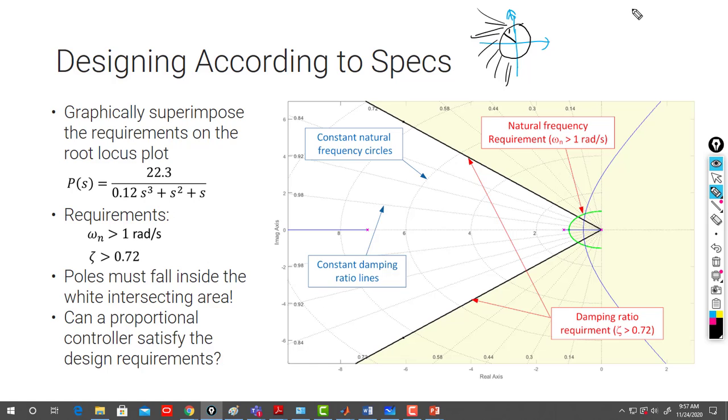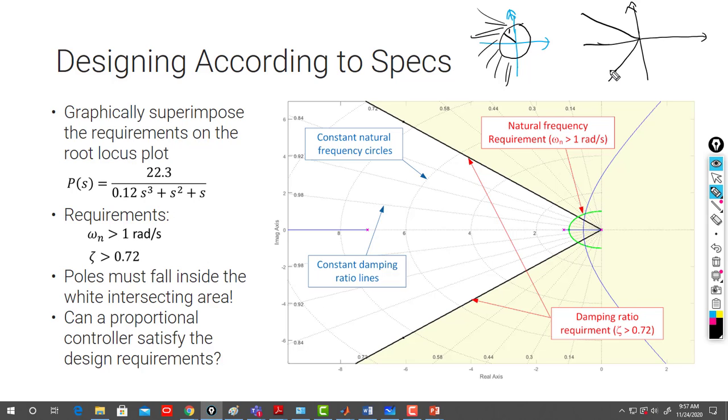So if I take an S plane, I want to draw in the S plane zeta bigger than 0.72. How do we draw it? Beta is the cosine inverse of zeta. Very nice. We find beta, which is about 0.72, and we draw the lines. So it will be a line at the end.